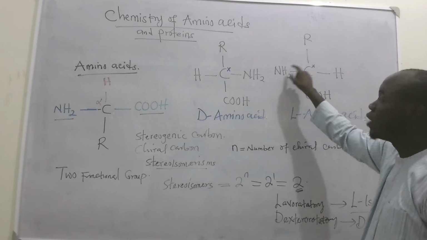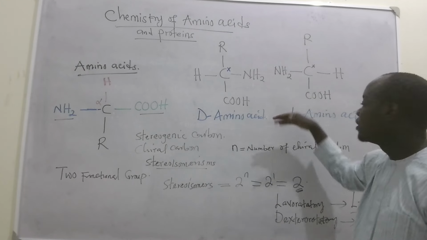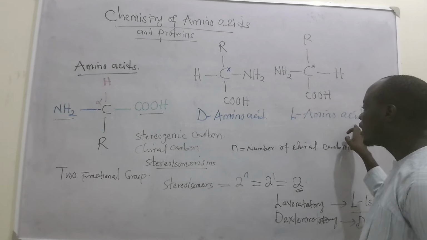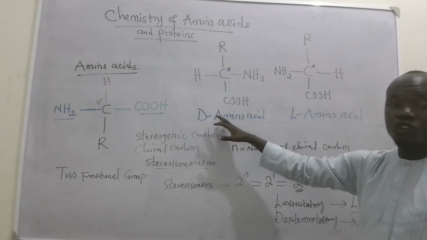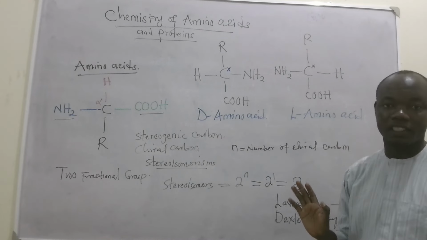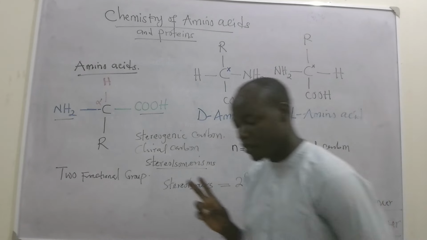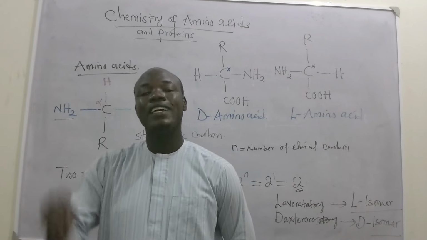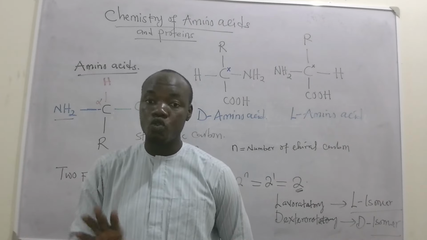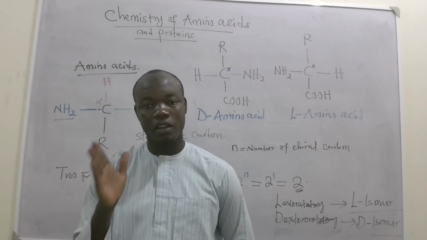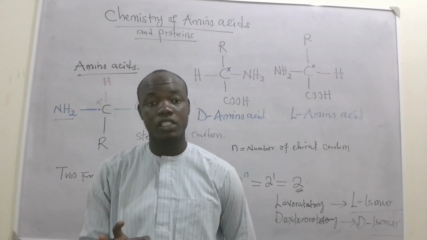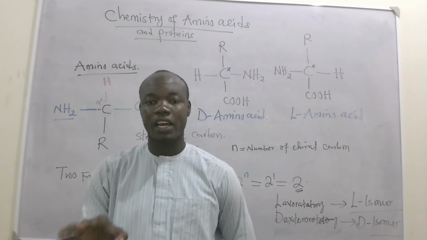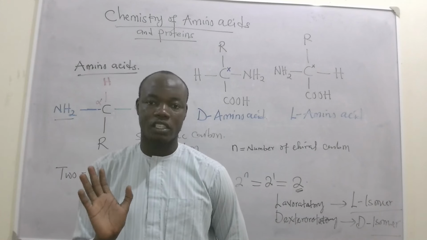And if you look at this one, the amino group is at the left, so that is why it's called the L isomer. So we have the levorotatory amino acid and the dextrorotatory amino acid. You should understand that we have L and D isomers of amino acids, and more importantly, the amino acids that are found in humans are the L isomer. So we don't have D isomer amino acids in our body.